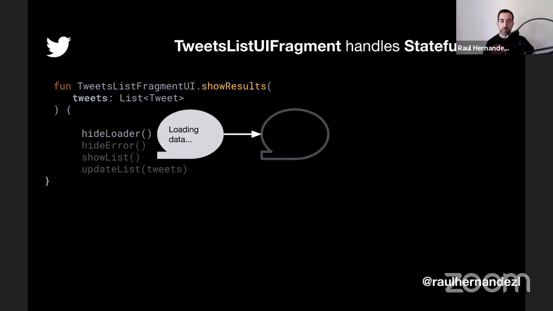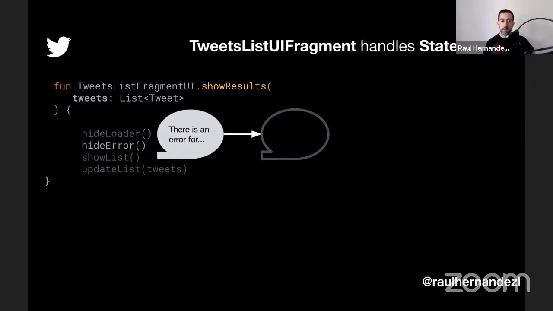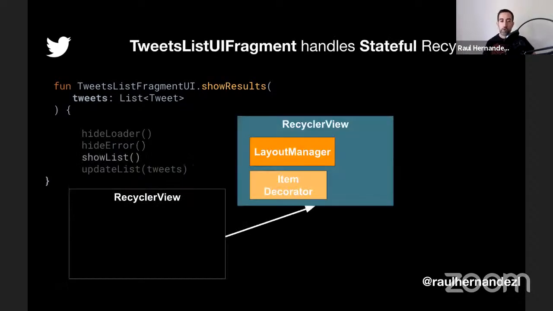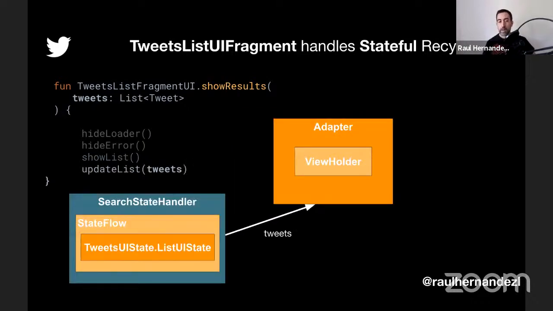We need to, first of all, hide the loader because it was visible. Then we need to hide any errors because they were probably visible as well under the hood. We need to show the list because it was our recycler view with many elements like layout manager, item decorator, and so on and so forth. And now it is visible. And finally, because we have this coming from the state flow, this list UI state, now we need to pass the tweets. Every single tweet is going to belong to a single view holder. So one tweet, one view holder that is into an adapter. And then this is going to happen. We need to update also the adapter, many things here into the imperative UI, handling state and managing things.